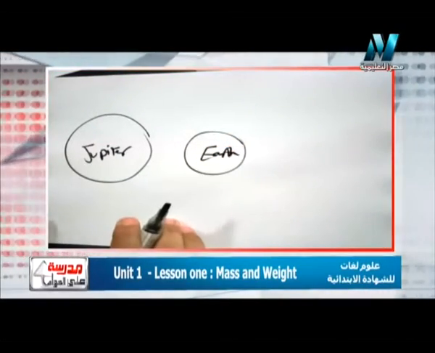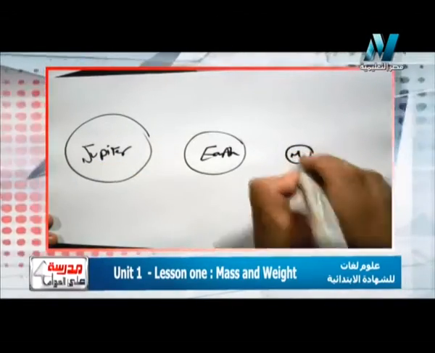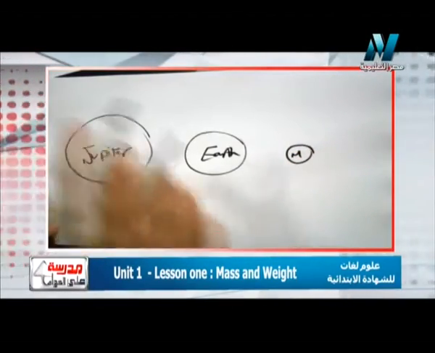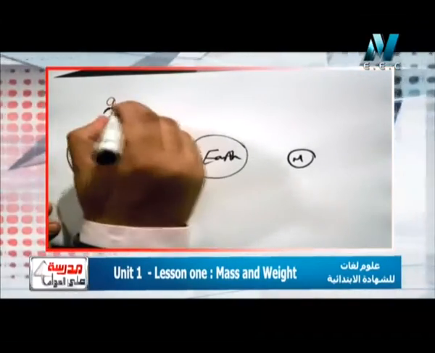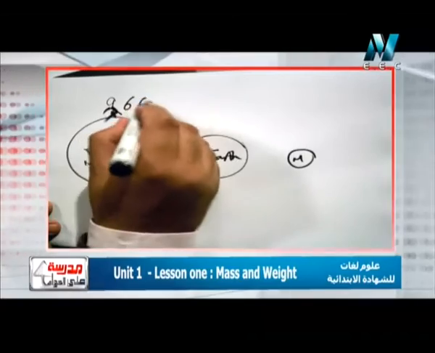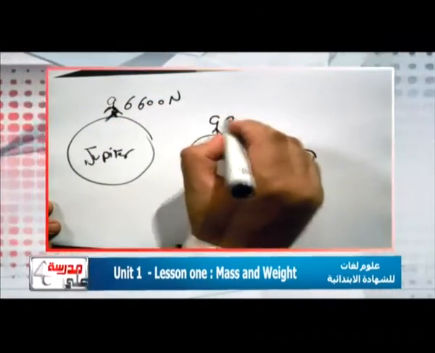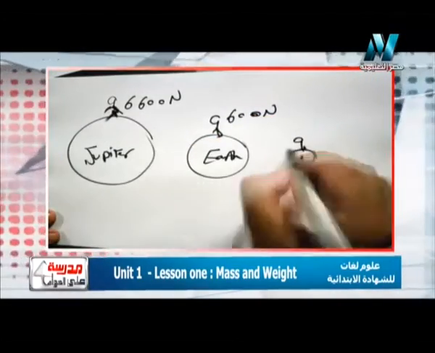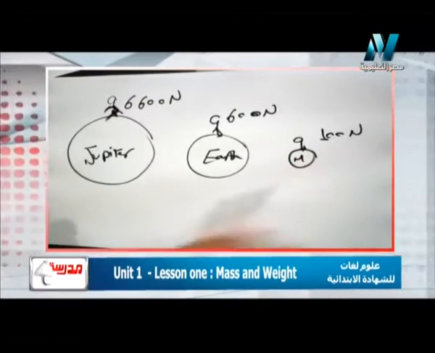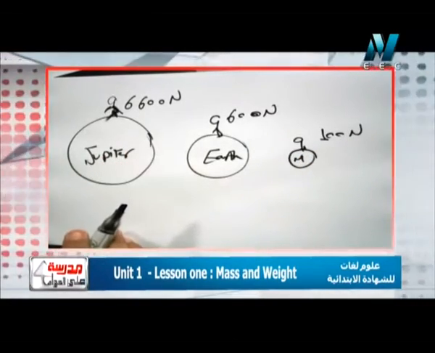Earth is much smaller than Jupiter. The Moon is much smaller than both of them. Imagine that if a person is standing here on Jupiter, he will have weight 6,600 Newton. But on Earth, the same person will have 600 Newton only. But on the Moon, he will have 100 Newton only. Why? Because Jupiter is much larger than the Earth and the Moon.